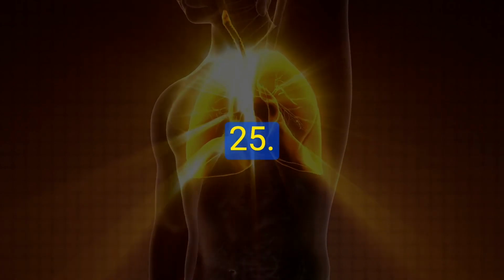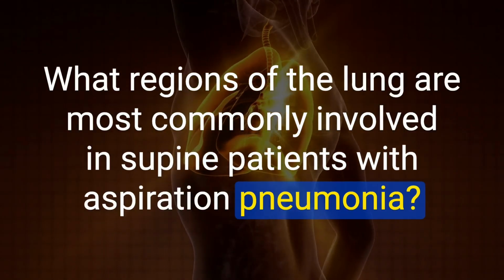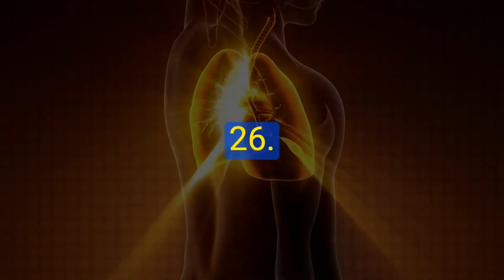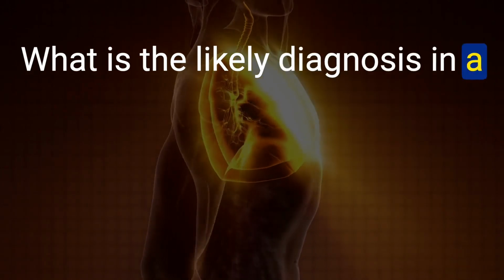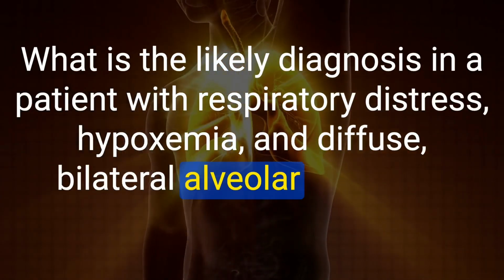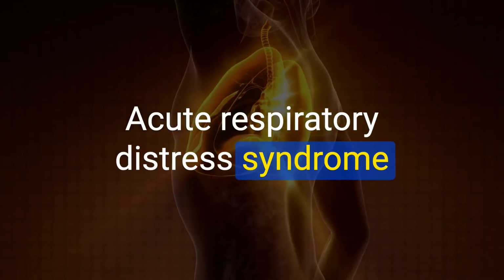25. What regions of the lung are most commonly involved in supine patients with aspiration pneumonia? Posterior segments of upper lobe and superior segments of lower lobe. 26. What is the likely diagnosis in a patient with respiratory distress, hypoxemia, and diffuse, bilateral alveolar infiltrates not due to CHF fluid overload? Acute respiratory distress syndrome.